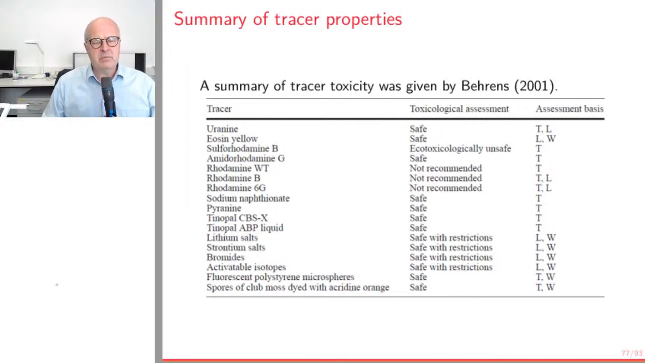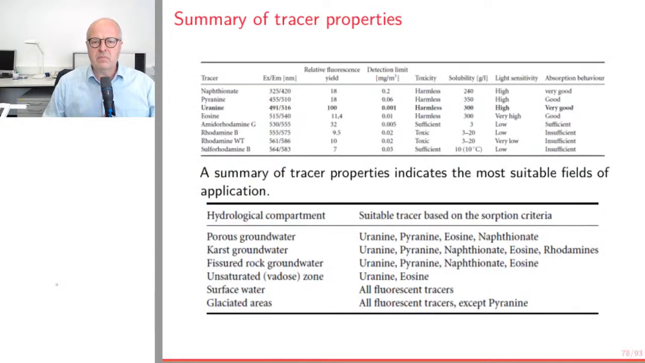I have attached the paper. It's in the learning room, Moodle. So you see it there, and you can download it and use it and attach it to permits that you prepare for trace experiments. So we can now summarize everything, the tracer properties, and actually look at these 10 dimensions. And this gives us then a set of traces that we can use for porous groundwater, for karst groundwater, fissured groundwater, surface water, and glaciated areas.